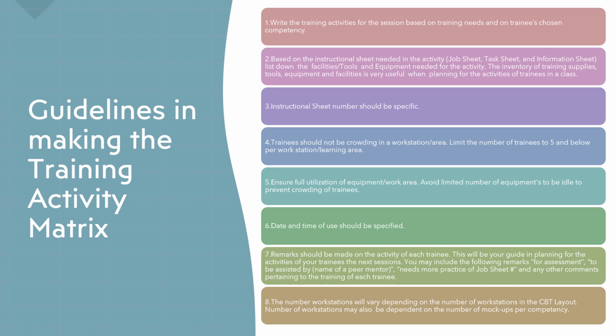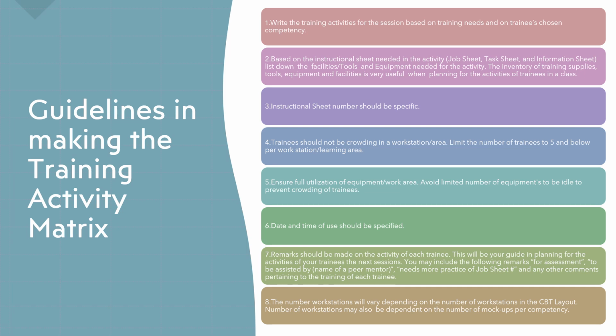Number six, date and time of use should be specified. So of course, based on your training plan, you also specify there the schedule. So kung ano po yung schedule natin na isinulat sa training plan, so yun na din po ang ilalagay nyo sa training activity matrix. Number seven, remarks should be made on the activity of each trainee.